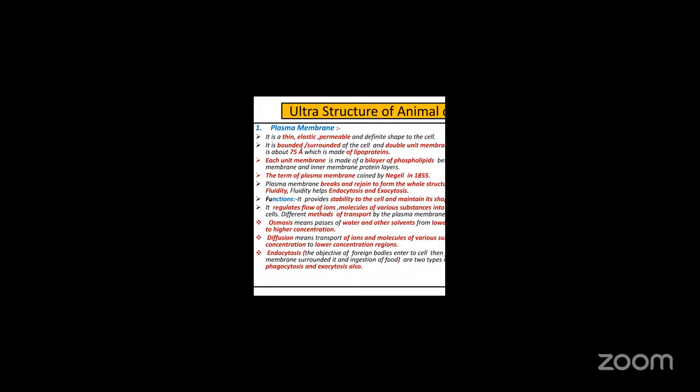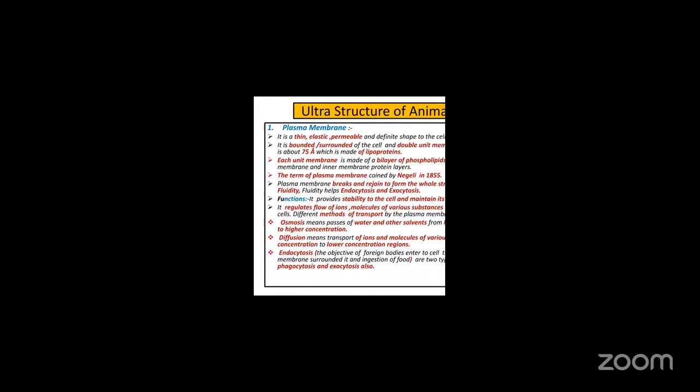Now they say that this plasma membrane surrounds the cell, and it is a double unit membrane, meaning it has two layers, with a thickness of about 75 angstroms, and it is made up of lipoproteins. Basically, it is called a unit membrane. Why it is called a unit membrane is because it is made up of three layers. That is what we call a PLP layer. If you observe it very keenly under the microscope, it is bounded by three layers.